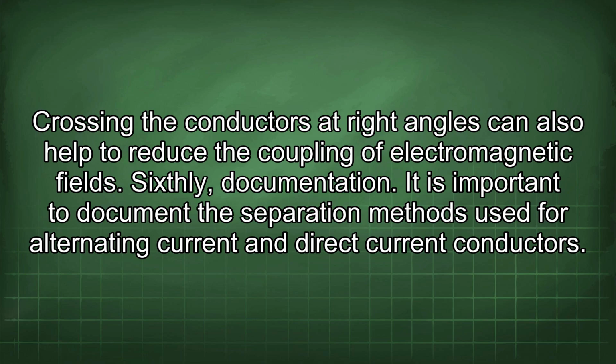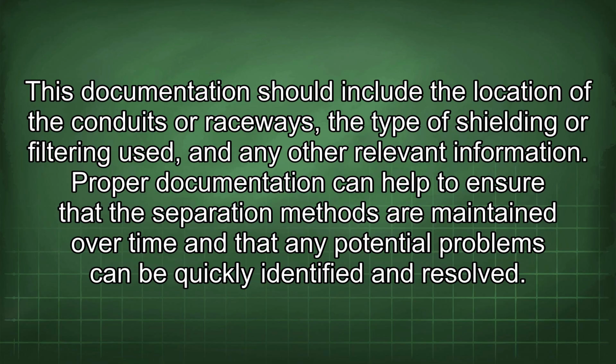Sixthly, documentation. It is important to document the separation methods used for alternating current and direct current conductors. This documentation should include the location of the conduits or raceways, the type of shielding or filtering used, and any other relevant information. Proper documentation can help to ensure that the separation methods are maintained over time and that any potential problems can be quickly identified and resolved.